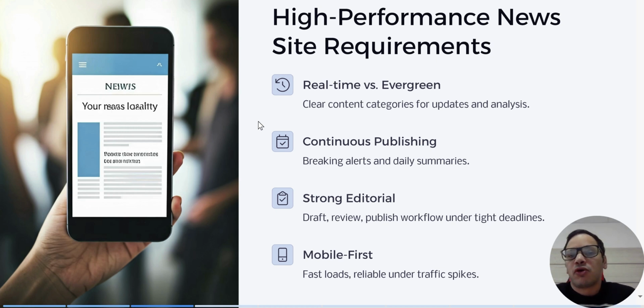So, high-performance news website requirements. First, you need to balance between real-time content and evergreen content. You should clarify these categories and where you put your updates and where you put your analysis. Also, continuous publishing is very important, because sometimes breaking news can bring you the majority of your traffic for that day.